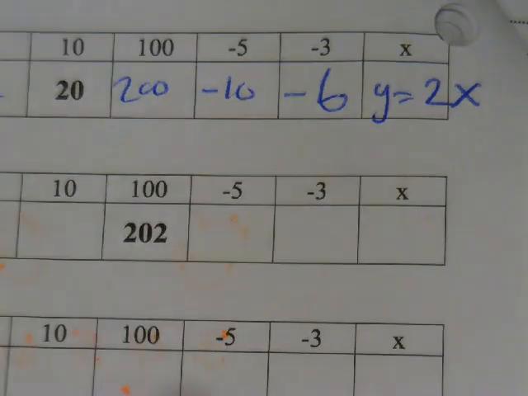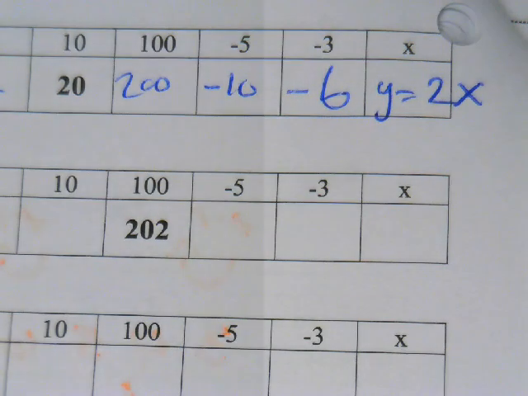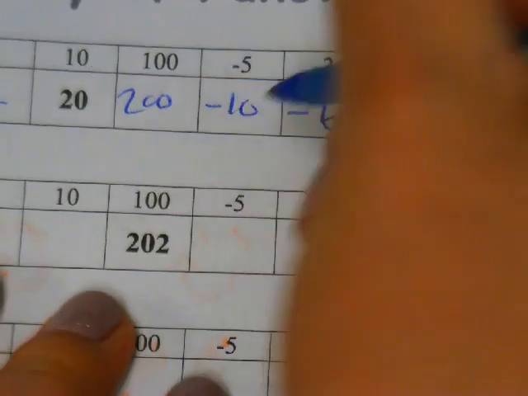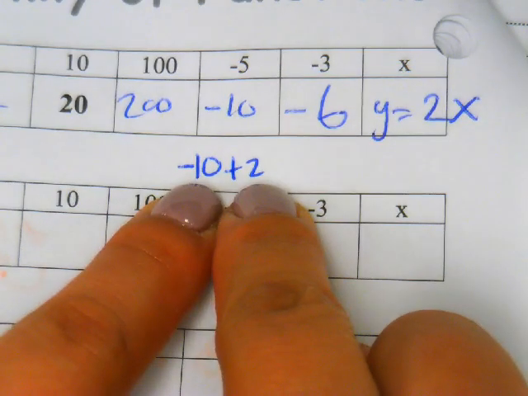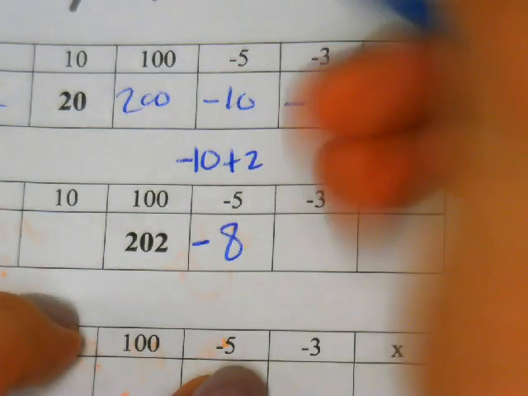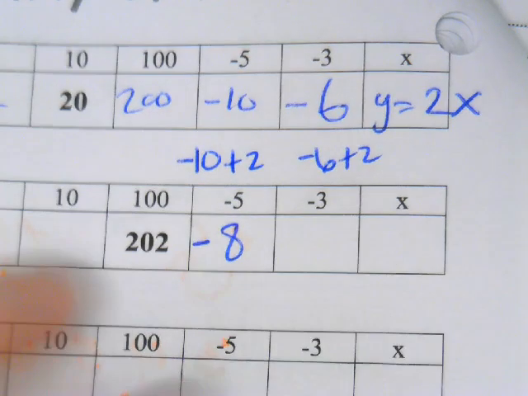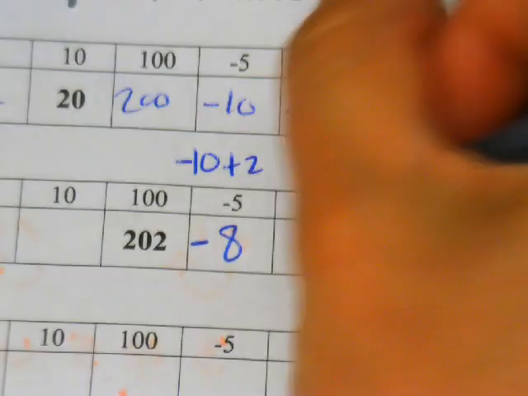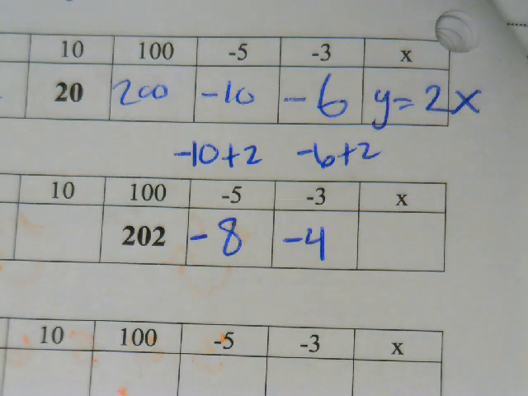Amelie? Yeah, because you get -10, right? Plus 2. Then these two are different, so I have to subtract. And I have more negatives, so -8. And here you would get -6 plus 2, right? These two numbers are not both negative, so I have to subtract them. I get -4.